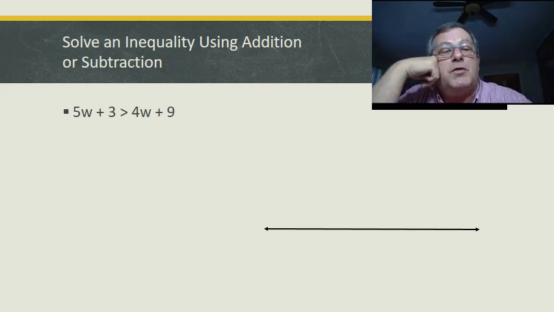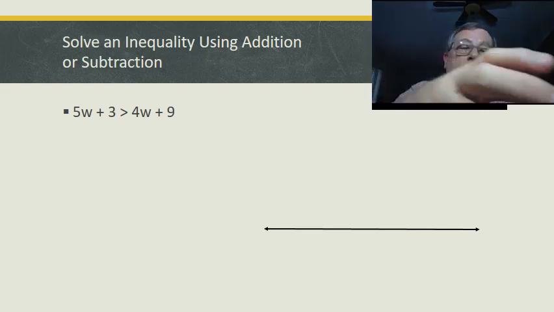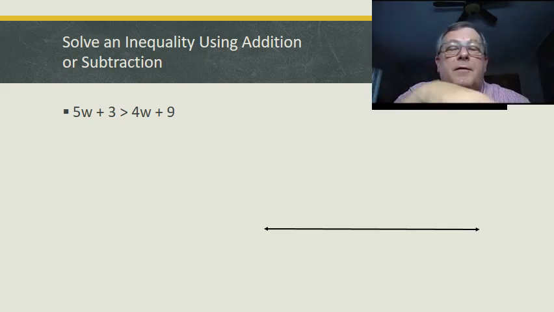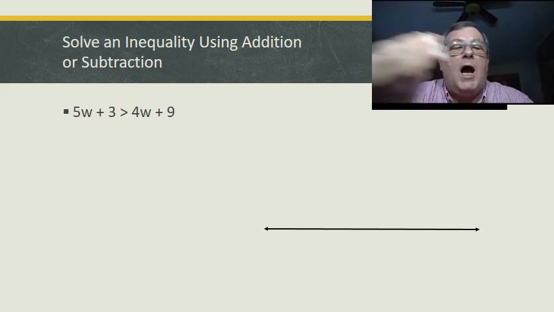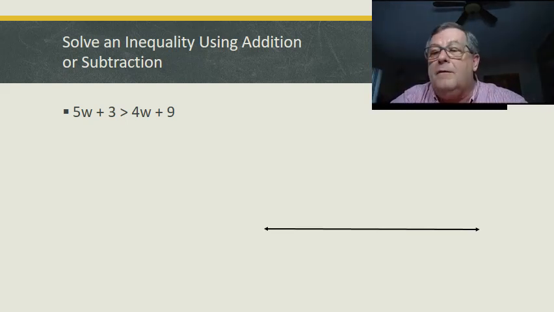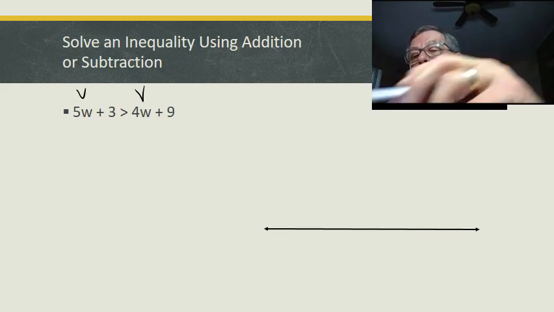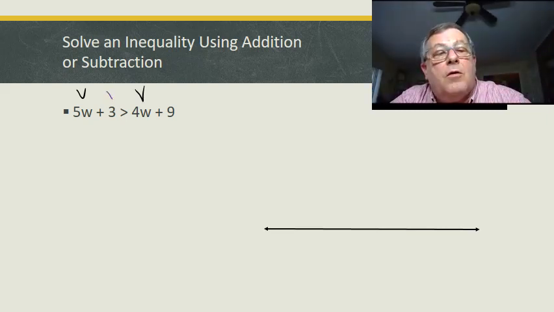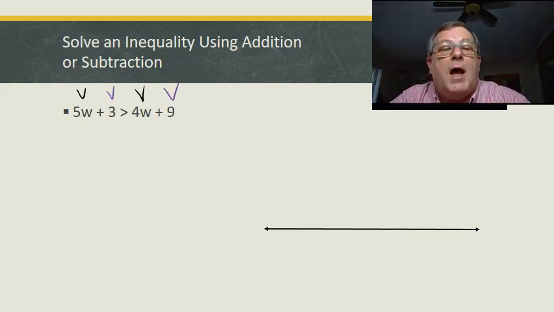So I'm looking at this first one here, and this is 5w plus 3 is greater than 4w plus 9. As I approach this, I want to get my variables on one side of the inequality, and I want to get my constants on the other side of the inequality. And so I identify my variables. Here's one, 5w. Here's another, 4w. And my constants are 3 and 9.